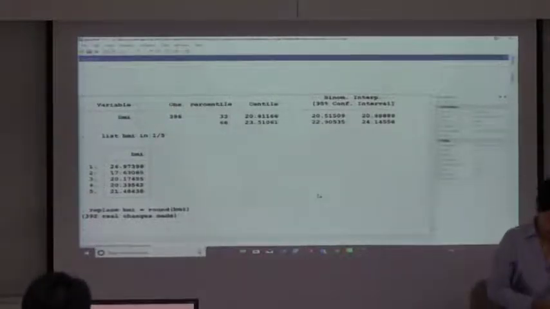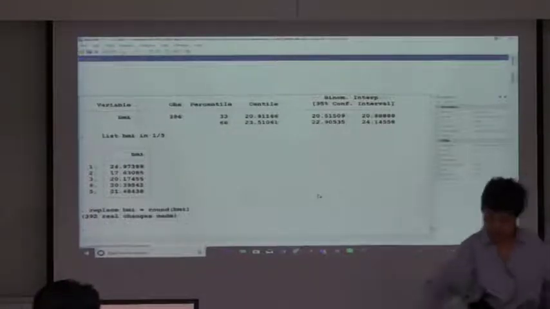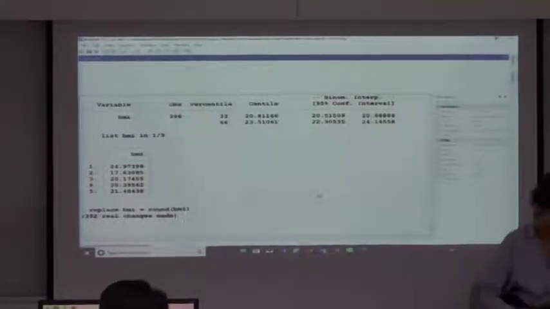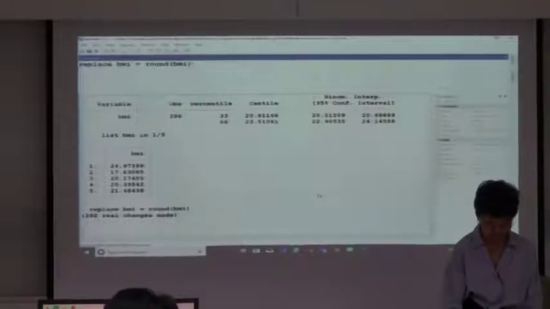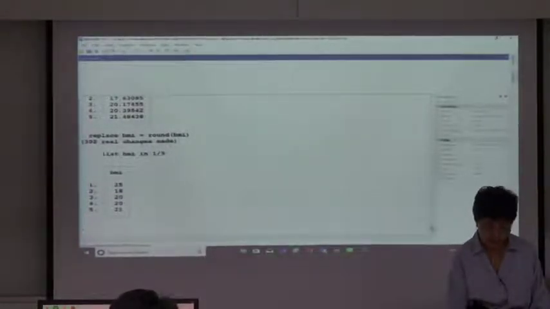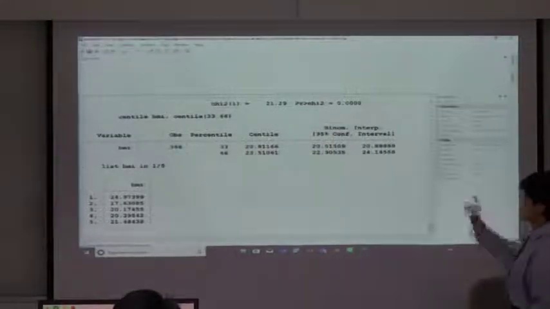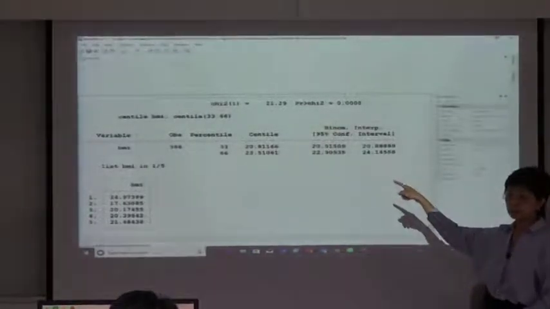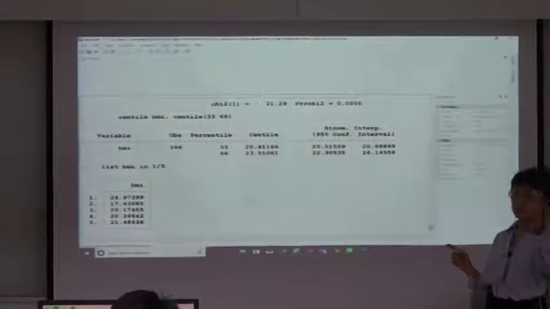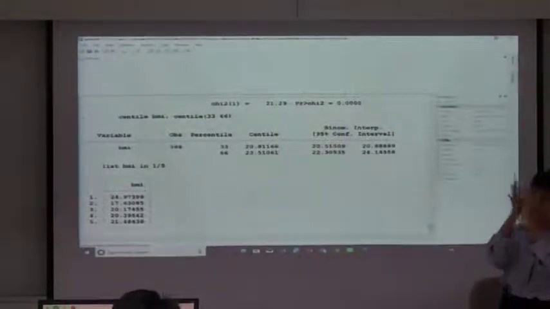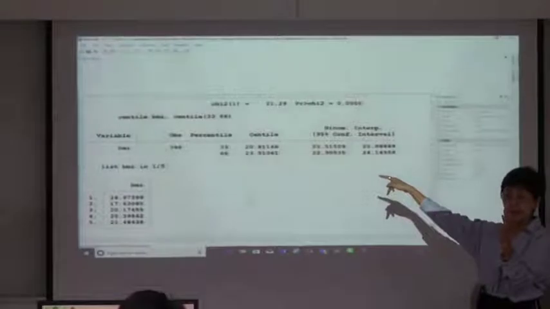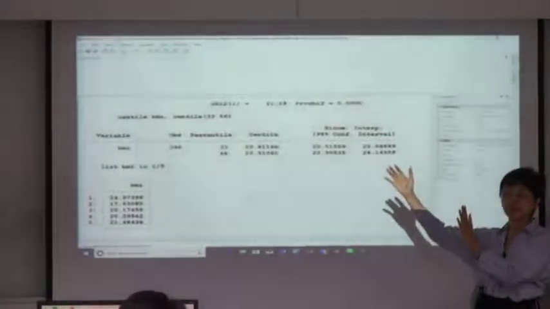And then you list the 1 over 5, and then you can see that the BMI right now is the round number. Alright? So according to the same time, we want to use this threshold. Lower than 20, that is the first quartile. And then 20 or higher to lower than 23, and then the last one is 24 or higher.